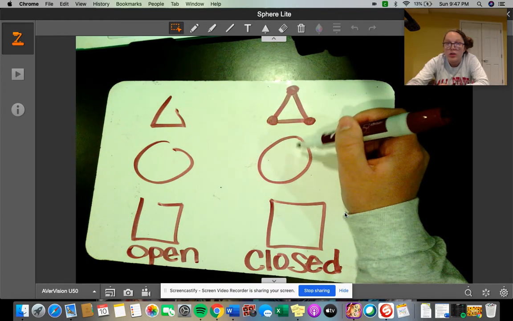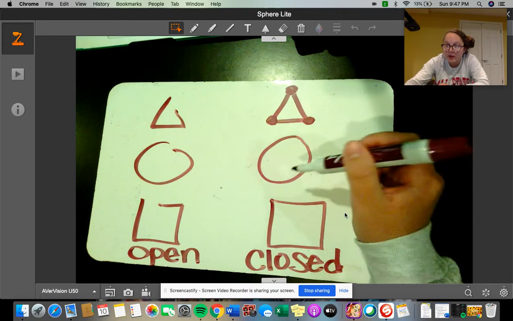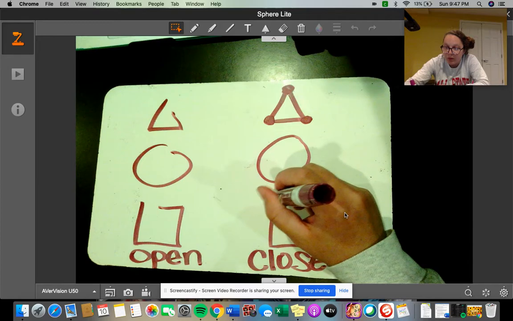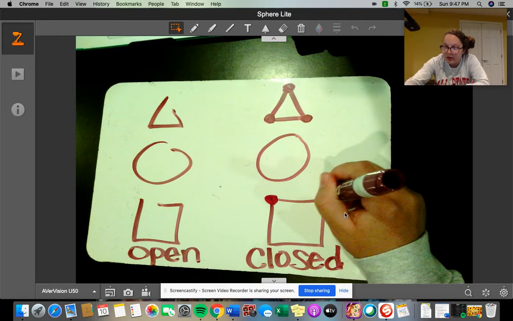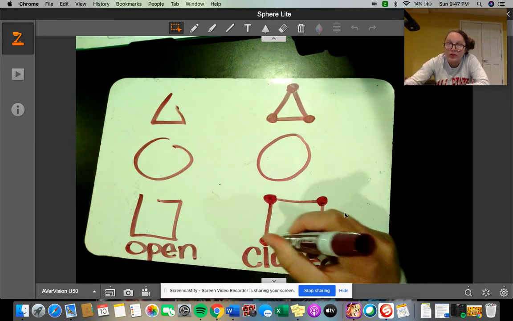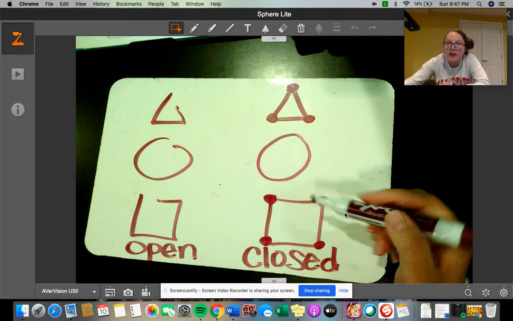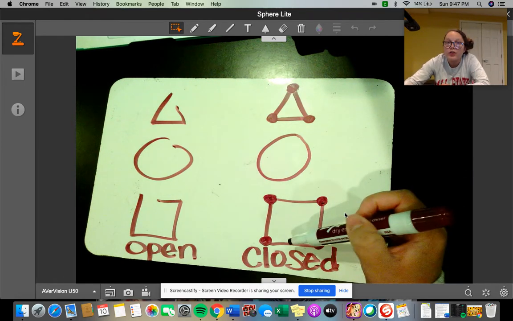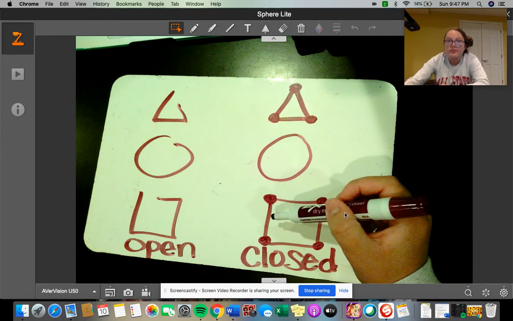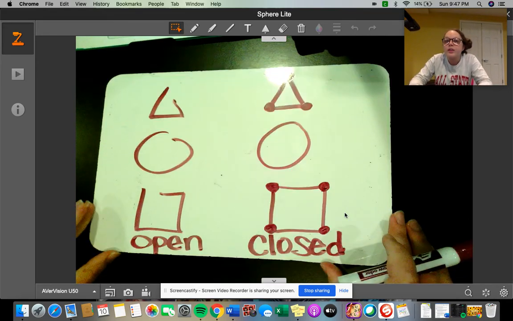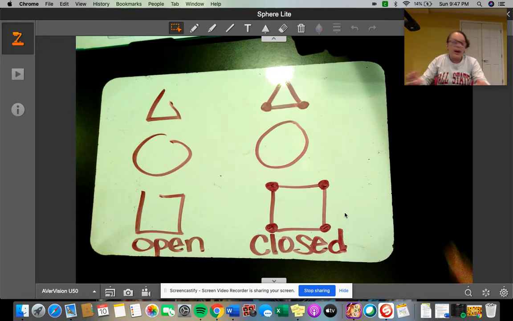Now, there aren't going to be any sides or corners in a circle because it's just one closed shape, one line. And in a square, there are 1, 2, 3, 4 corners. Remember, that's where the sides meet. And the sides are kind of like the walls of the shape. So that's 1, 2, 3, 4 sides and 4 corners.